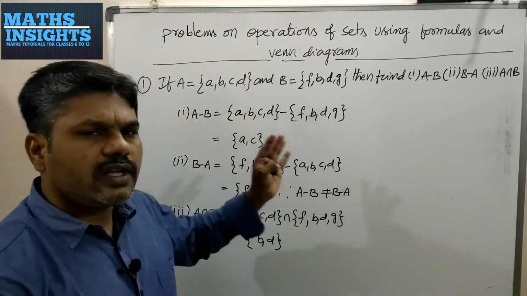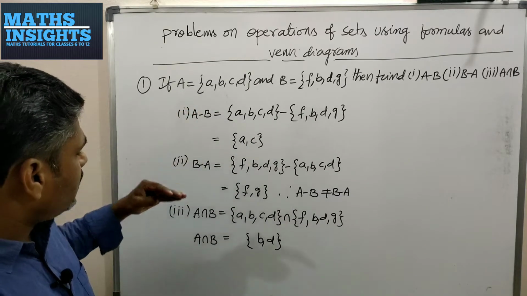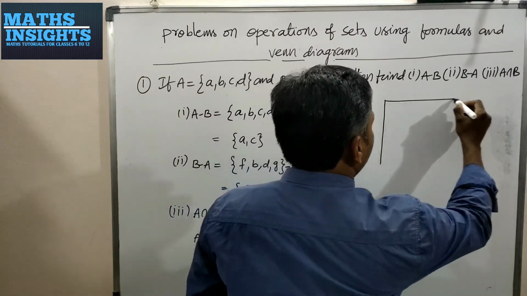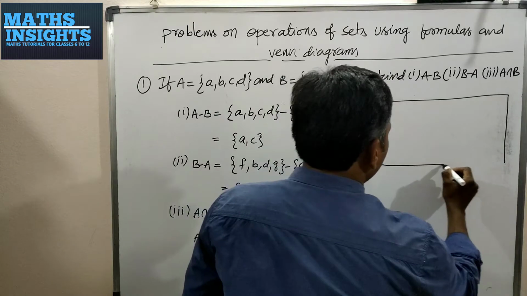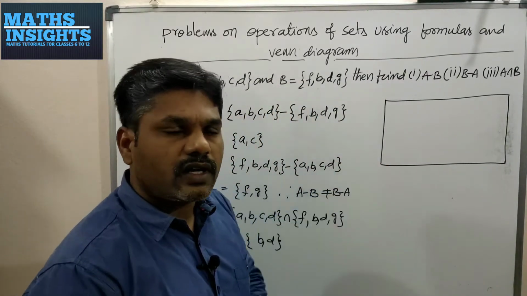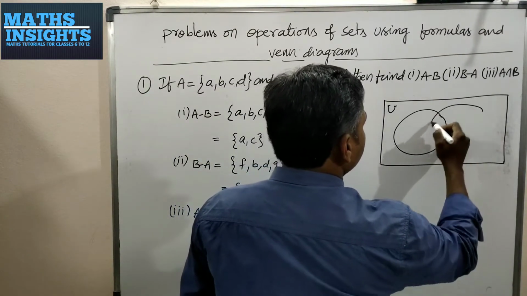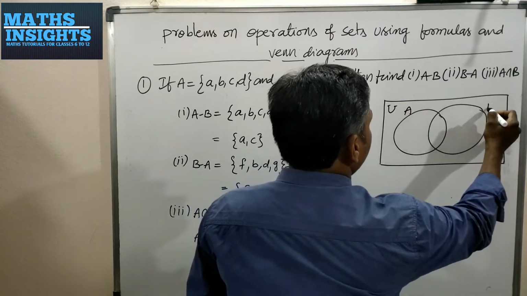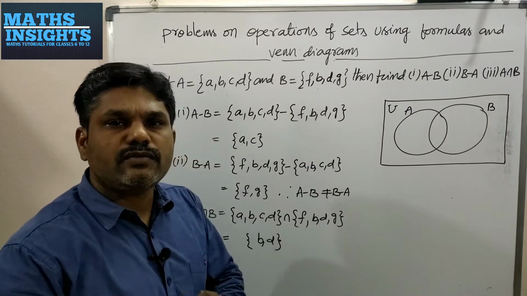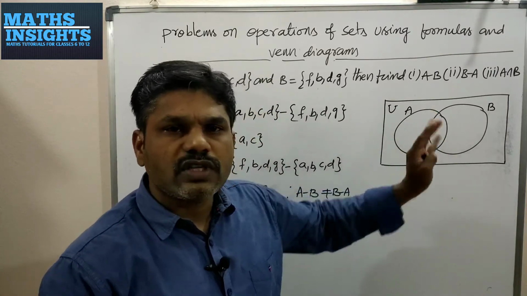By using Venn diagrams, you may represent A minus B, B minus A and A intersection B also. You know that when you want to draw a Venn diagram, you first draw the universal set by using the geometrical figure rectangle. You write U, then this is A and this is B. Since A and B are not disjoint sets, that means they have some common elements, I am intersecting some area of both A and B.